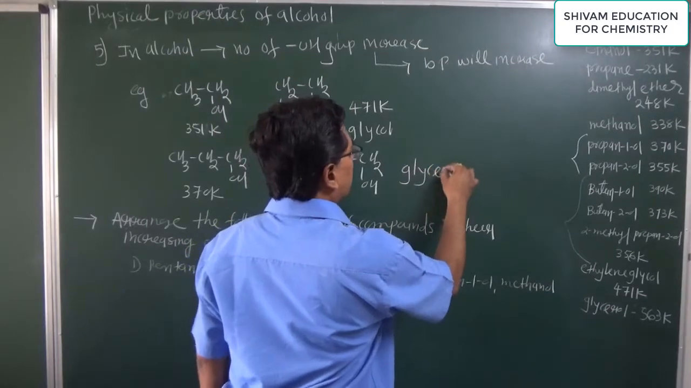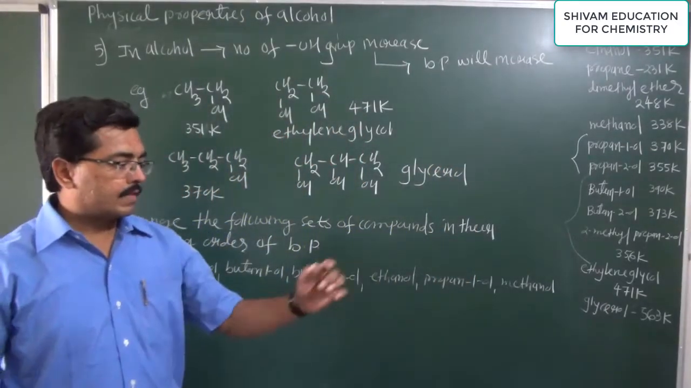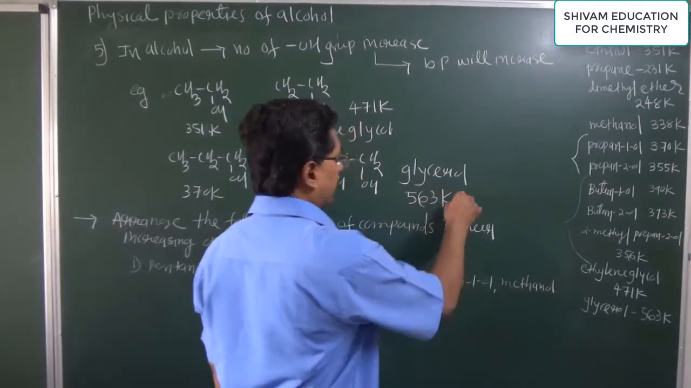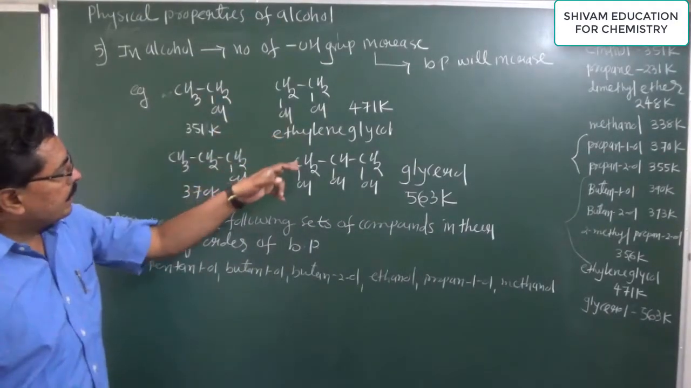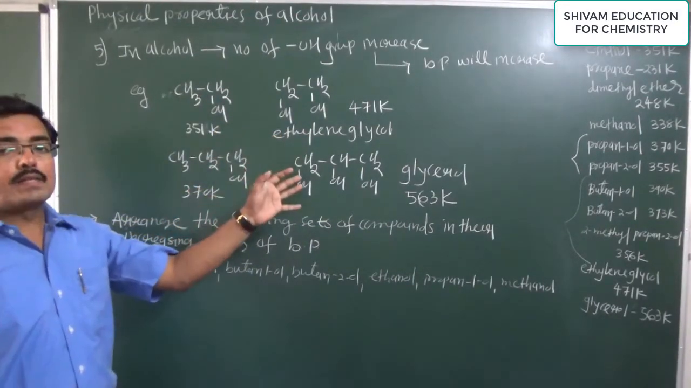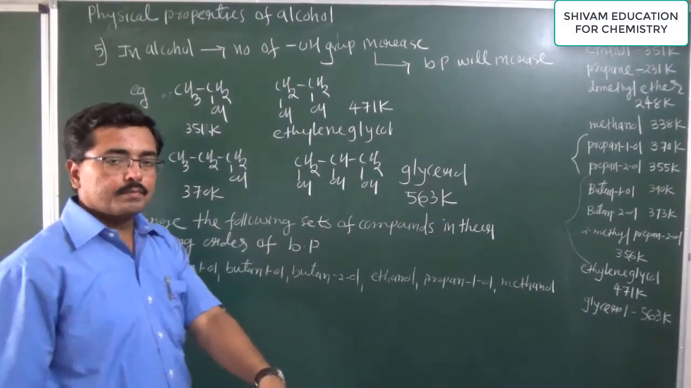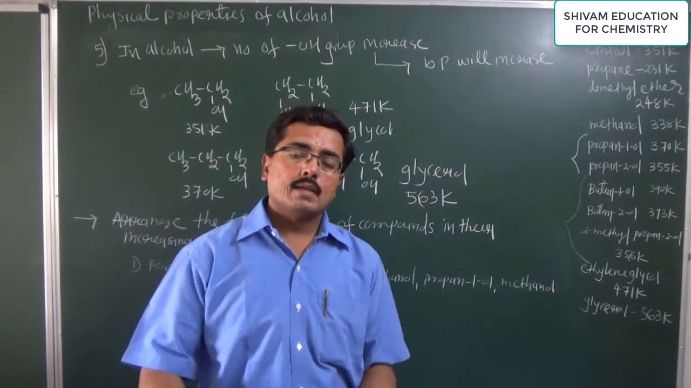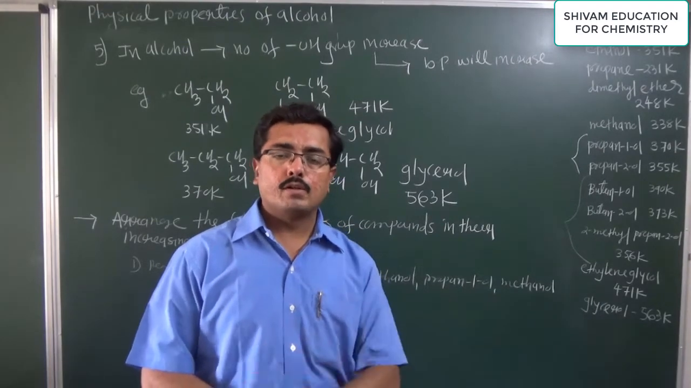So in glycerol structure, number of hydroxyl groups are 3. Therefore its boiling point is 563 Kelvin. So as we observe that number of hydroxyl groups increases, boiling point of alcohol will increase because of the formation of intermolecular hydrogen bond will increase. As a result, intermolecular attractive forces will be increased and boiling point will also increase.